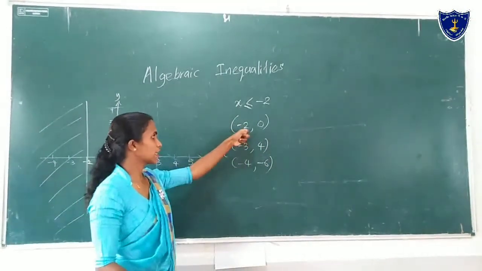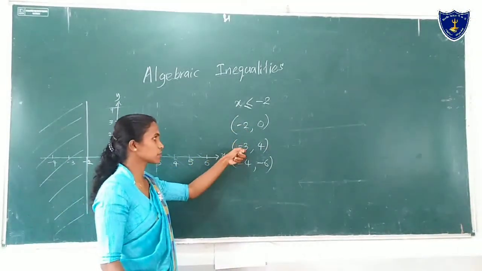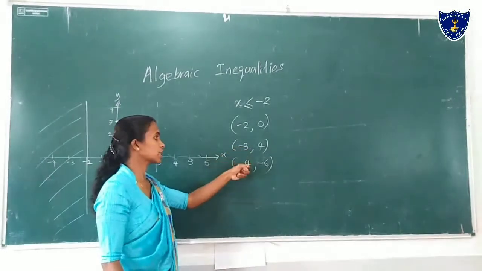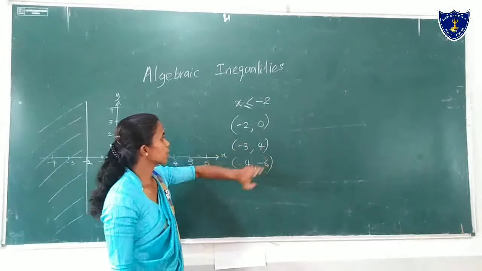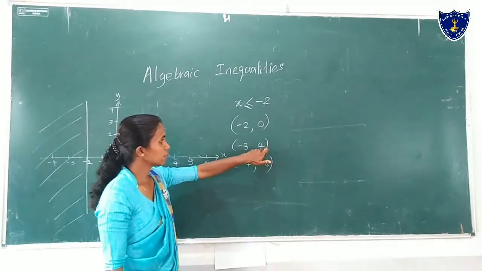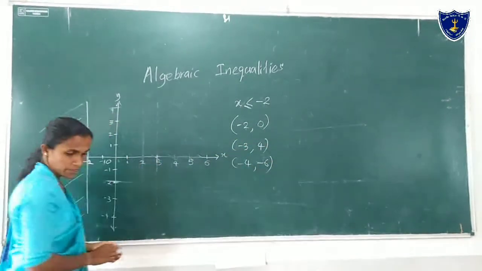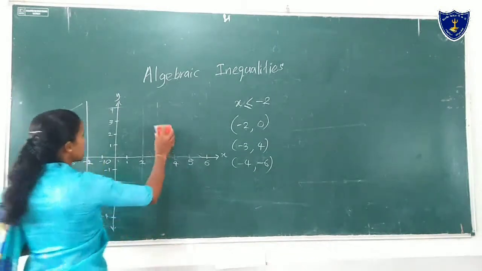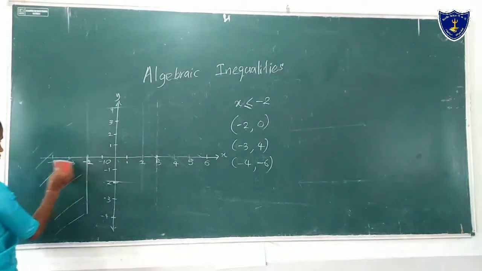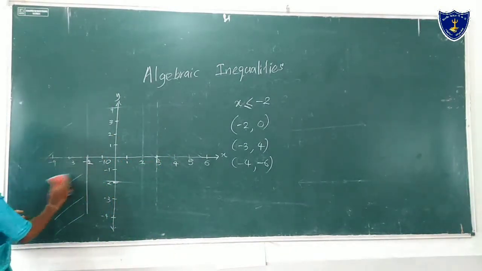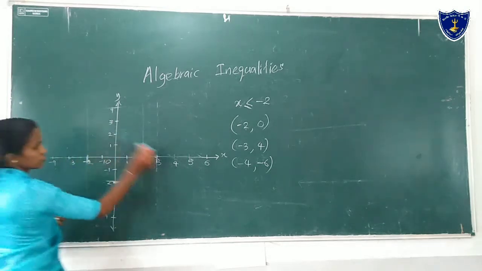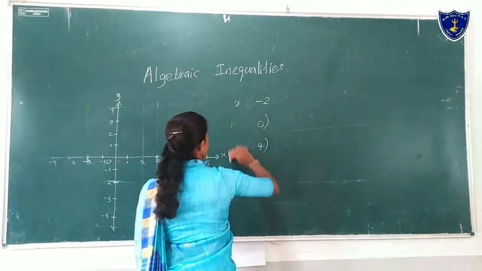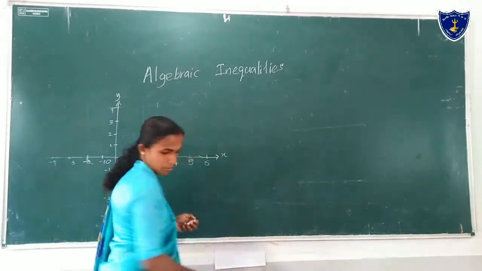The x coordinate should be negative 2 or less than negative 2. It means negative 3, negative 4, negative 5, likewise. The y coordinate may be 0, any negative value, any positive value. Okay, and example, fourth part. Example number four.